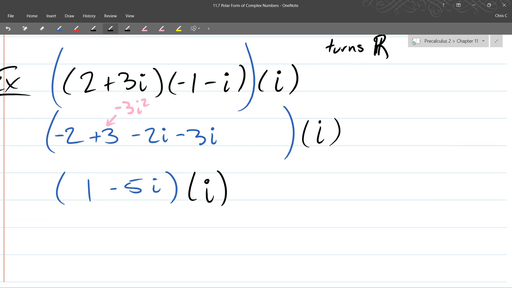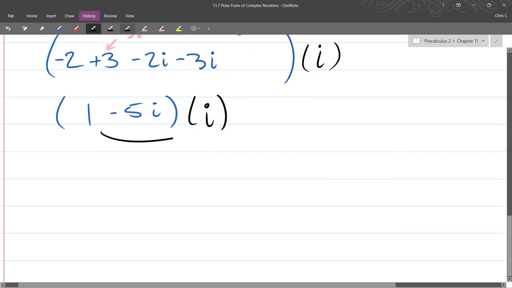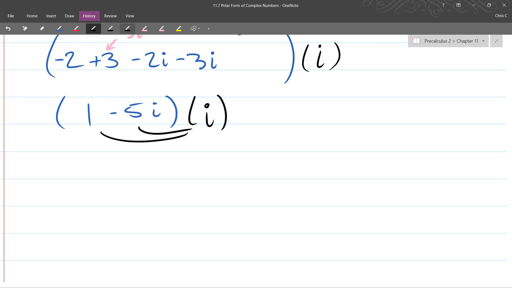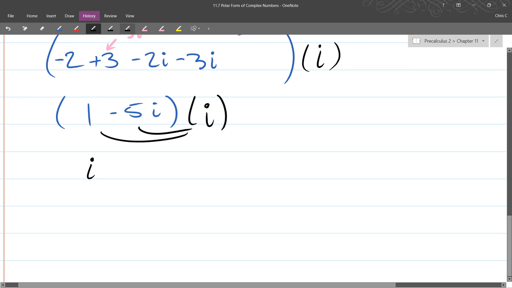All right, how do I do this last product right here? Just distribute. Yep, just distribute. So you know how to multiply a binomial times a number. So you just distribute, it's pretty easy, just like that. Then remember, i squared, still negative 1, doesn't change. So you should have gotten i plus 5.